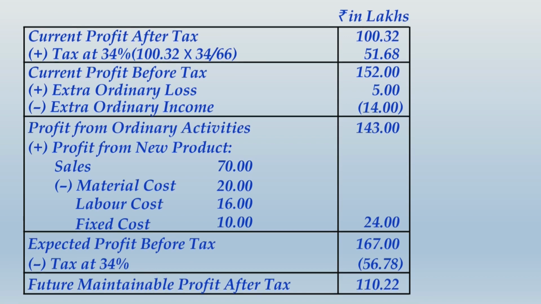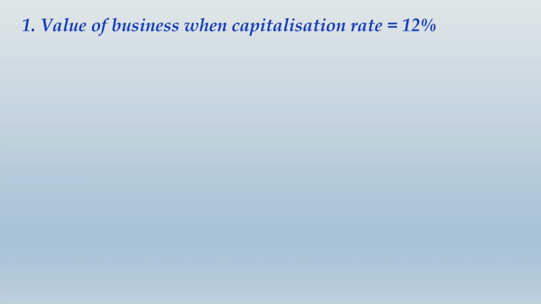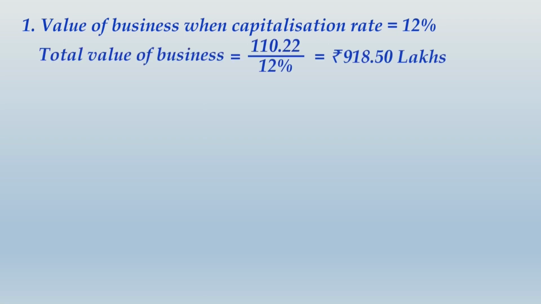Alright friends, once you have completed writing this much, let us move ahead and look into the value of business when the capitalization rate is 12%. So can you understand, the business has a future maintainable profit of 110.22 lakhs and the capitalization rate is 12%. What does that mean? That you are expecting a rate of return of 12% and the expected amount of return is 110.22 lakhs. So the idea is very clear. If 12% is expected rate of return and the amount of return is 110.22 lakhs, what would be the capitalized value, or what would be the value of your entire business?